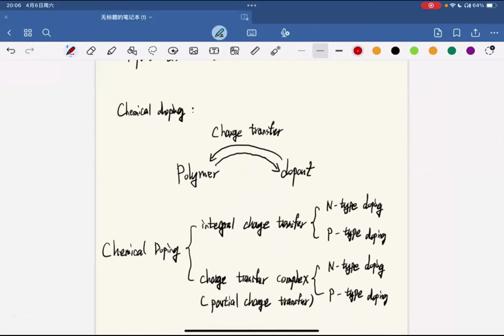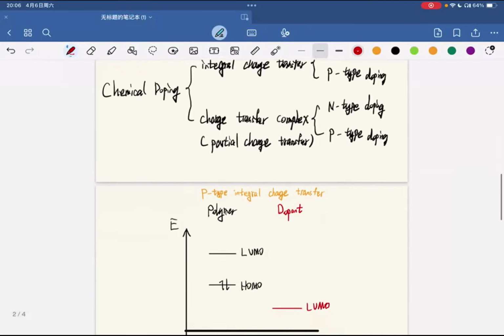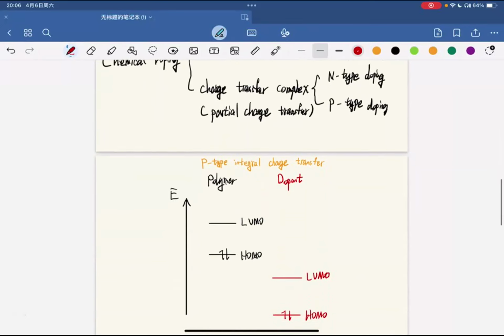There are two different types of chemical doping. The first one is the integral charge transfer, and the second one is the charge transfer complex, which is also called partial charge transfer. Both of these types have n-type doping and p-type doping. The first one I want to talk about is the p-type integral charge transfer.